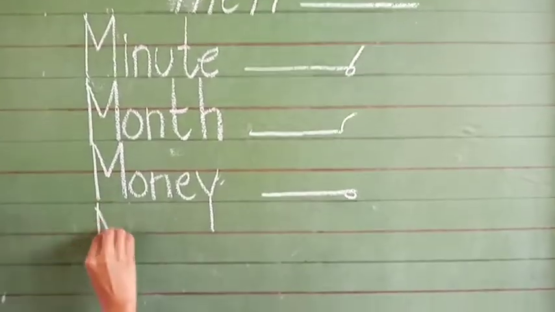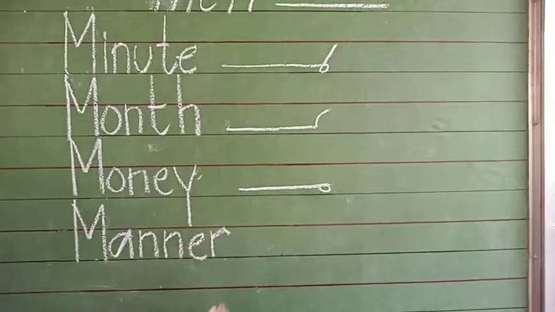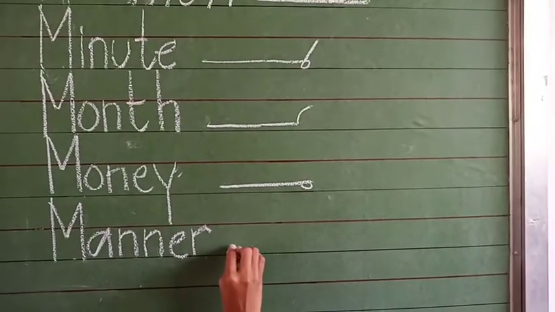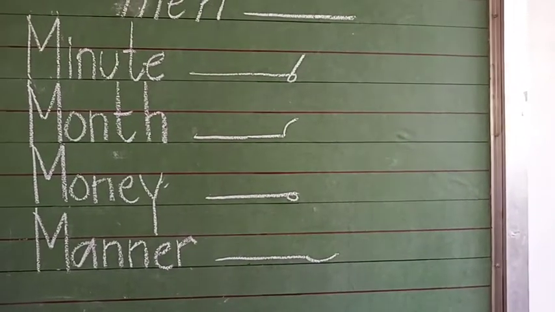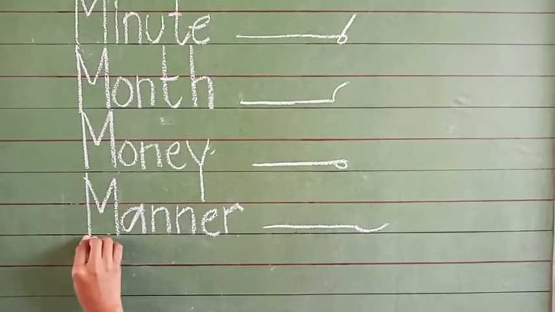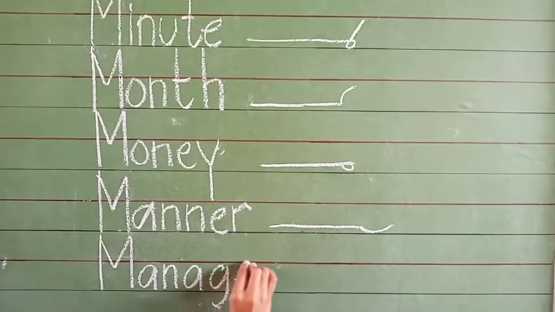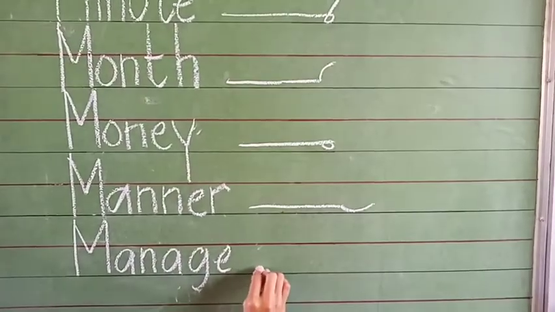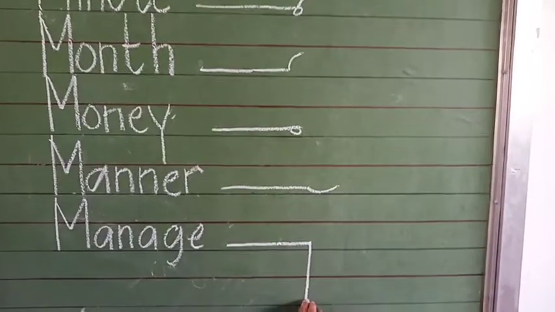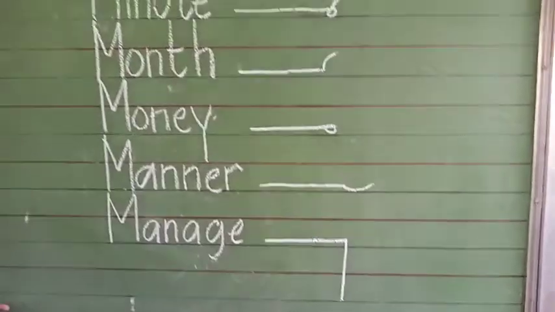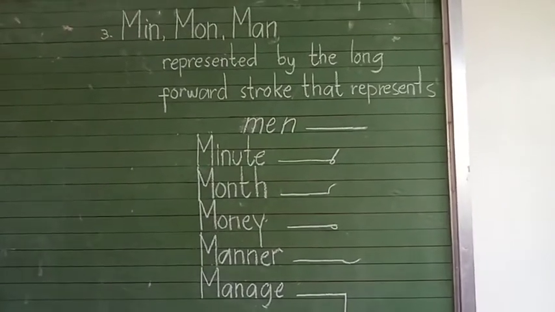Manner is represented by M, N, and R. Next, manage is represented by M, N, and J. And that is the principle number 3, min, mon, and man.